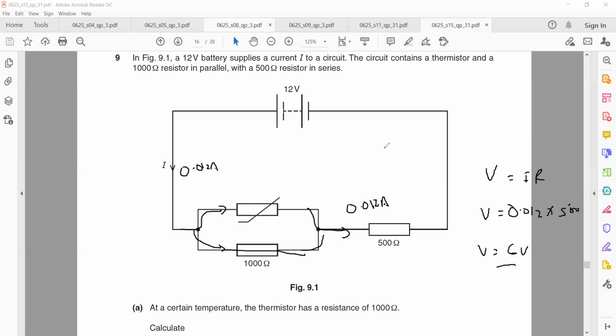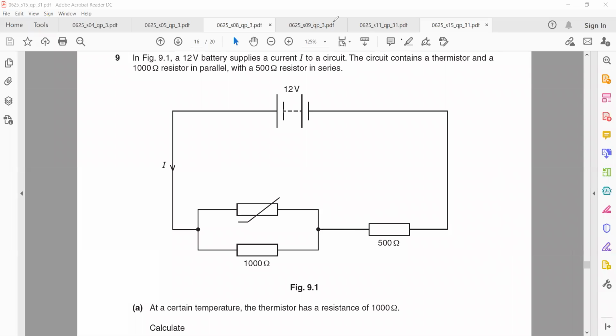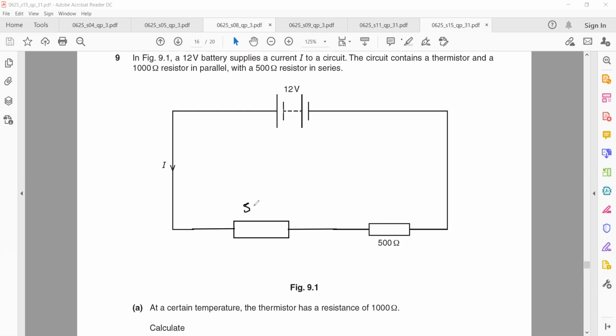Without calculation, this can also be done. How can this be done without calculation? As you know, when I found the combined resistance of this part, it was 500. So you can see the two resistors have equal resistance and they are in series, so the voltage will divide equally. If 6 volts is here, the same 6 volts will be here. If this was a 20 volt supply, then 10 volts will be across the first one, and the same 10 volts across the second one, because when two resistors have the same resistance, the voltage will divide equally.